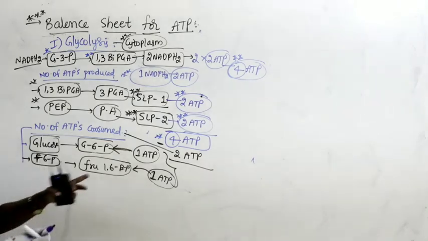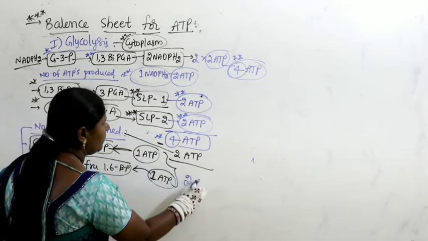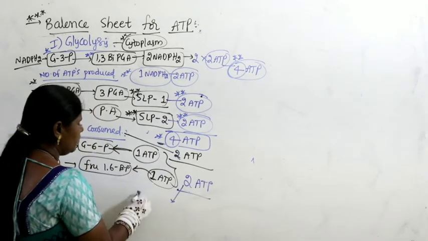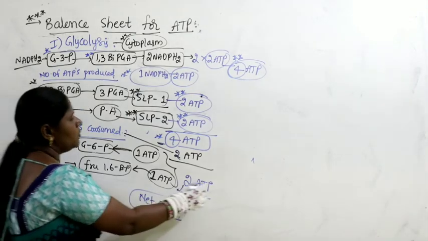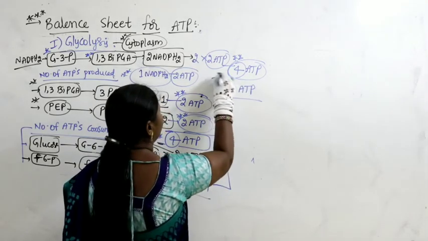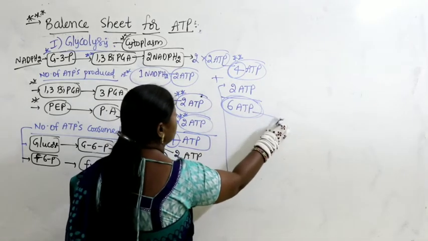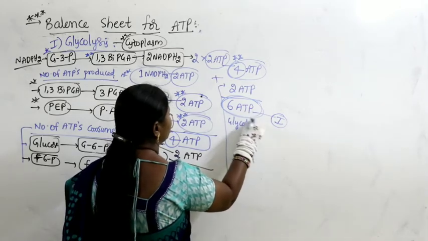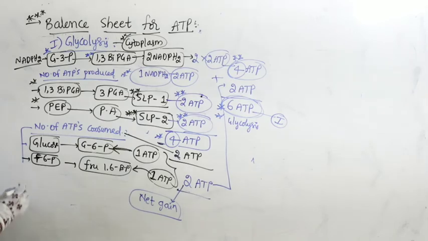Right? 4 are produced, 2 are consumed. So what is the net gain here? Net gain will be 2. 4 minus 2, you will get 2. So 2 is nothing but the net gain. Now this 2 ATP we are going to join with 4 ATP of NADPH2. Altogether, total number of ATPs produced by glycolysis will be 6 ATP.